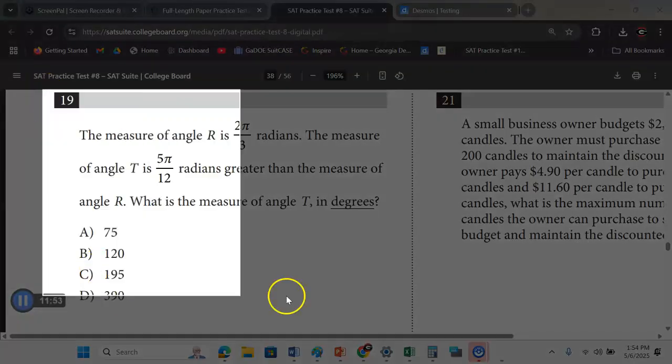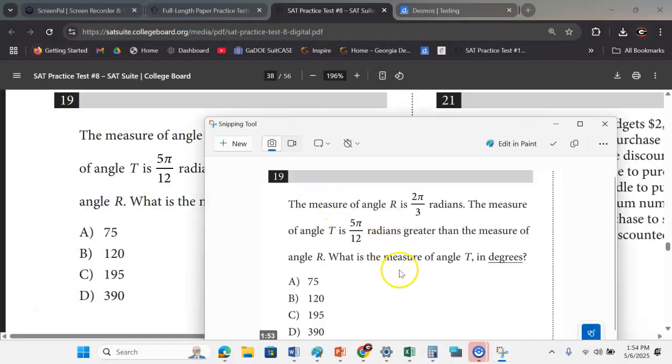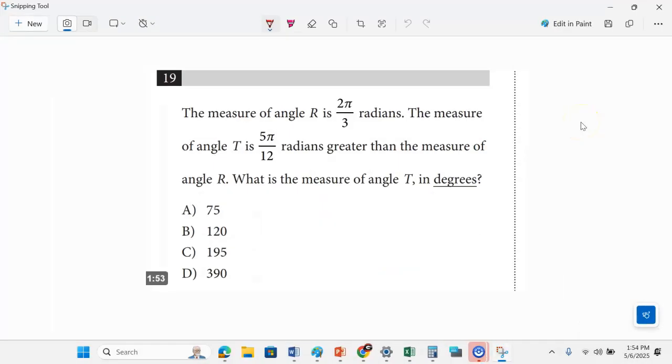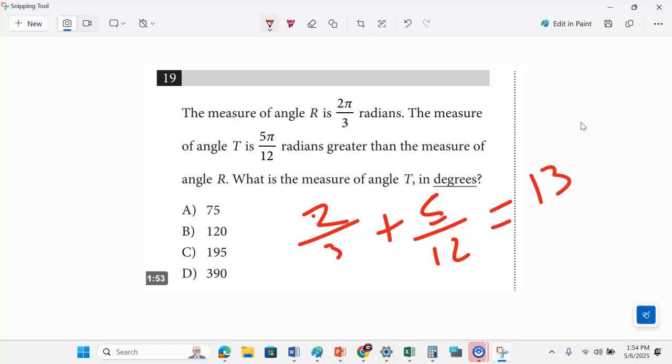All right, so let's add 2 pi over 3. So basically we're adding 2/3 and 5/12. So 2/3 plus 5/12. That's the same thing as 8/12 plus 5/12. That would be 13/12, wouldn't it? Because this would be 8/12. We have to have the same denominator when we add. Now, this is a pi.